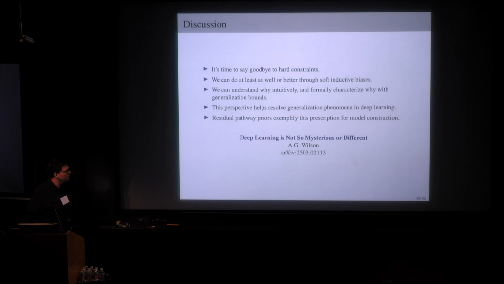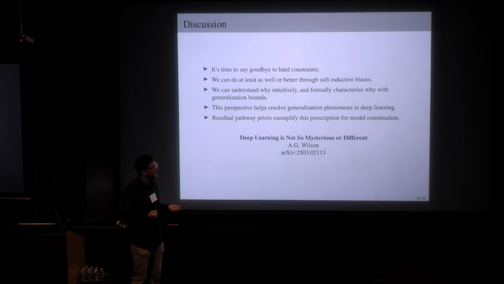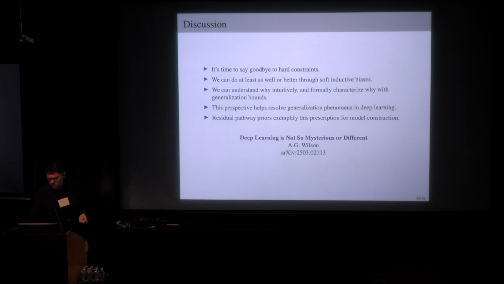Residual pathway priors are one way to exemplify this prescription for model construction. I think even if we're thinking about computation and practicality, this is often a preferred approach, as we saw when we were looking at scaling law behavior. But I think there is still a lot of work to be done on how we can exploit that structure in some sort of subspace, et cetera, for more scalable computation.